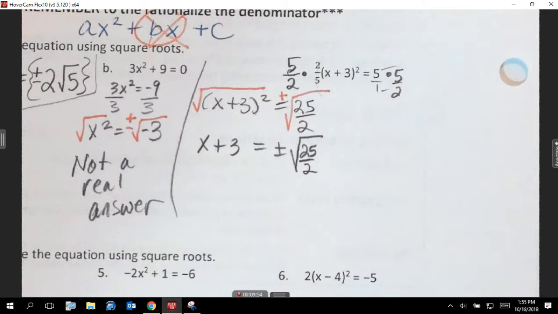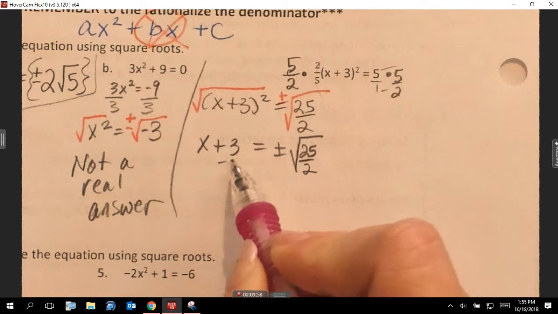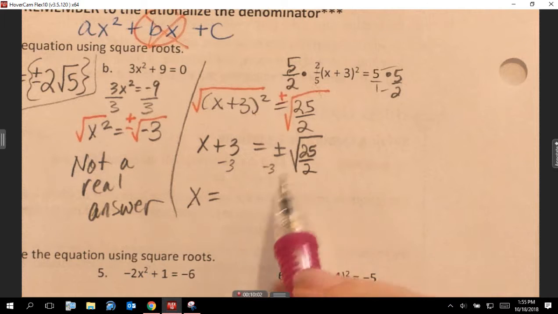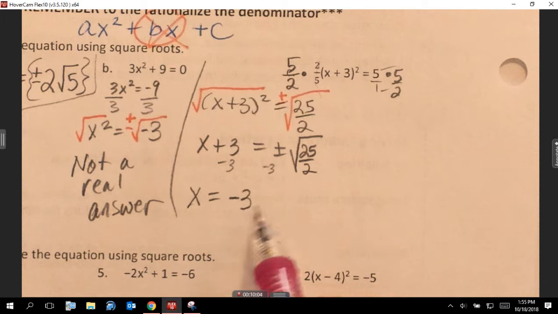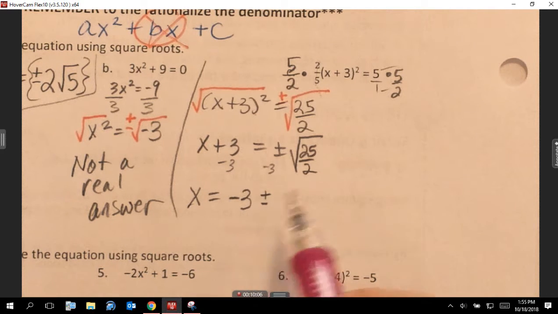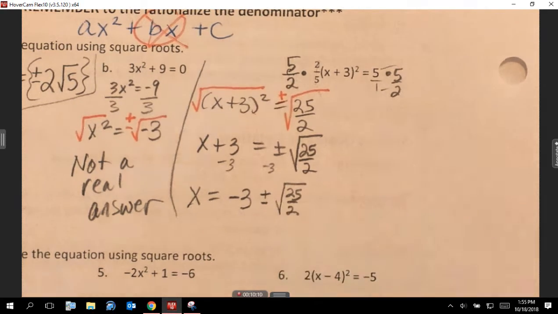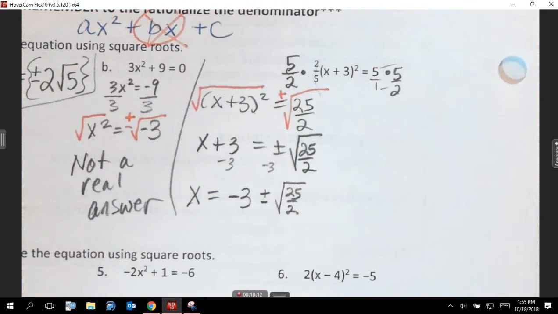Still trying to get x by itself. I need to get rid of plus 3. How do I get rid of plus 3? Okay, when I rewrite this next step, we always put the subtracted number in front of the plus minus, in front of the radical 25 over 2. When we have a square root term and we have a not square root term, we put the not square root term first. It's not wrong to have it last, it's just that's not how we write it. Okay?